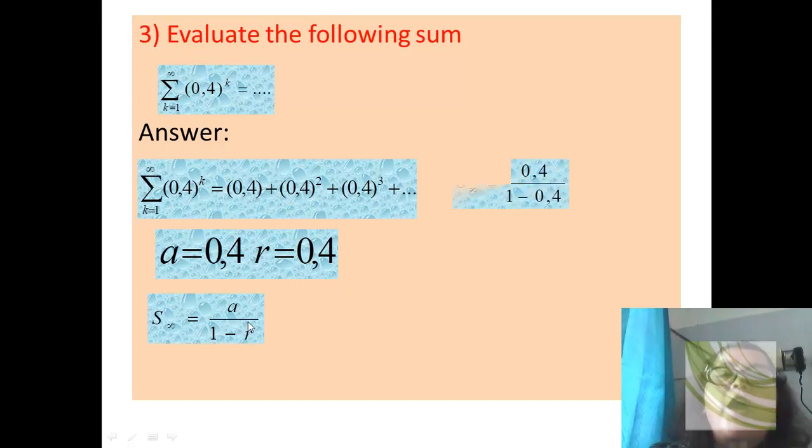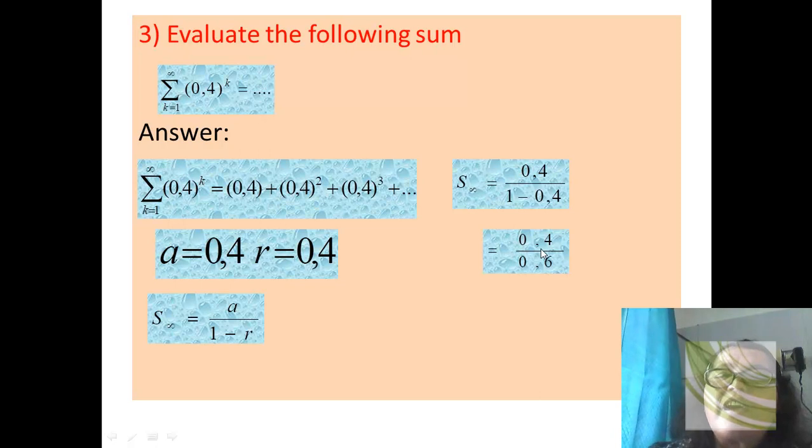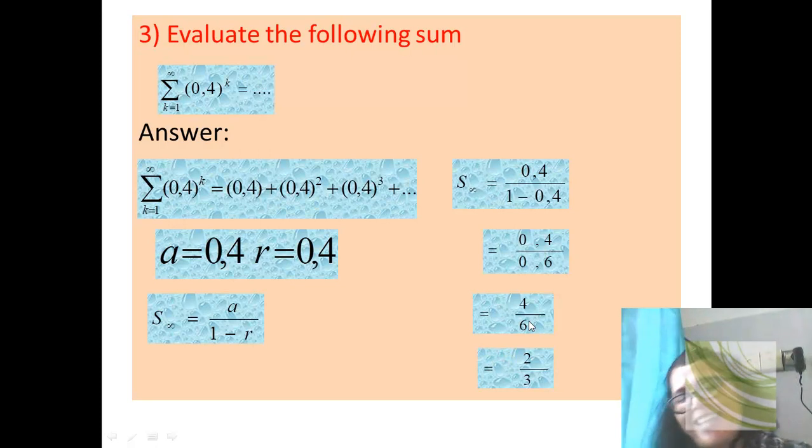So we have S infinity equals 0.4 divided by (1 minus 0.4), equals 0.4 divided by 0.6, equals 4 divided by 6, equals 2 divided by 3.